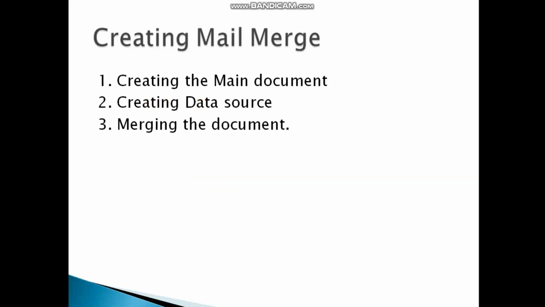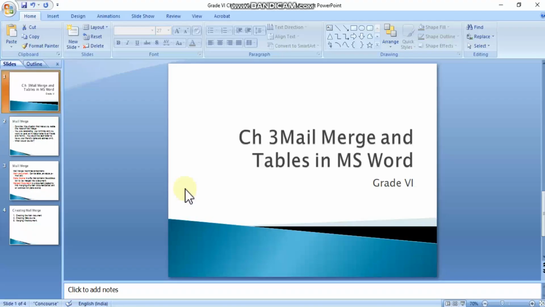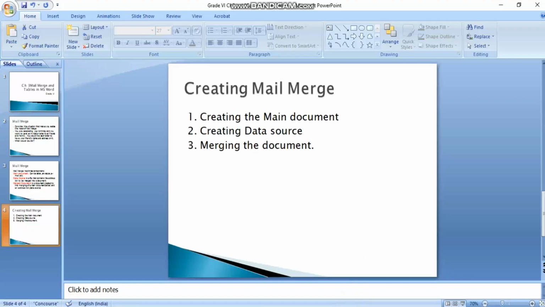Now let's learn how to create mail merge. Creating mail merge involves three steps. First, creating the main document. Second, creating the data source. And third, merging the document. Now I am going to give an example of how this is actually done using MS Word. So for this I need to open my MS Word.